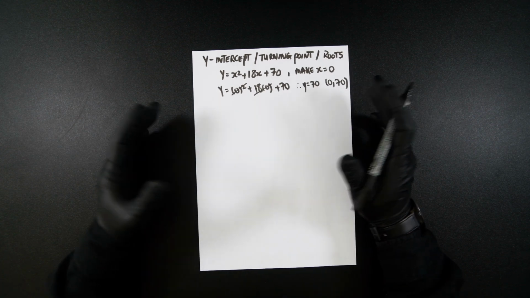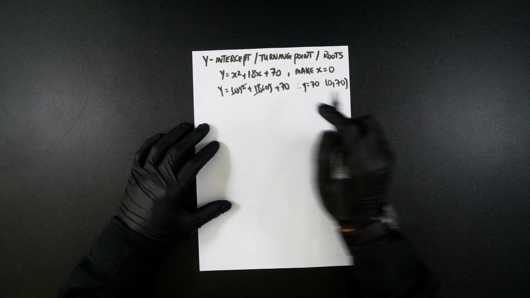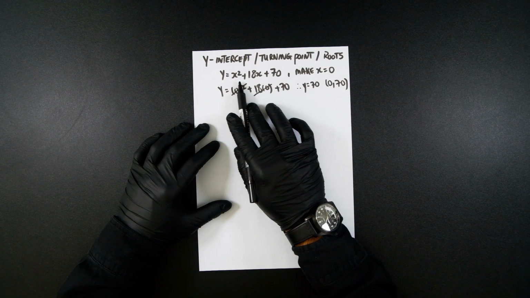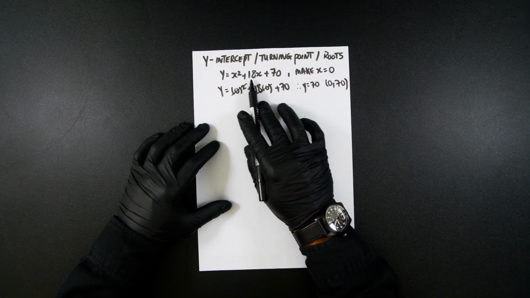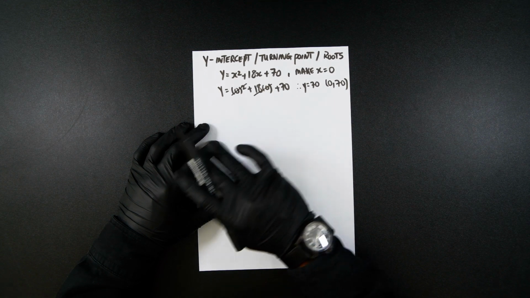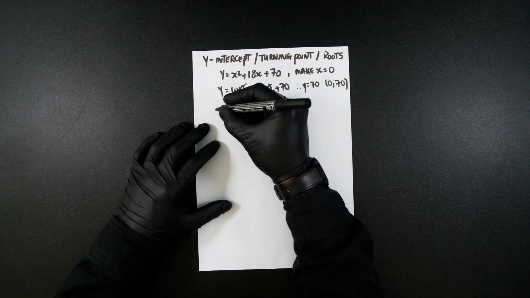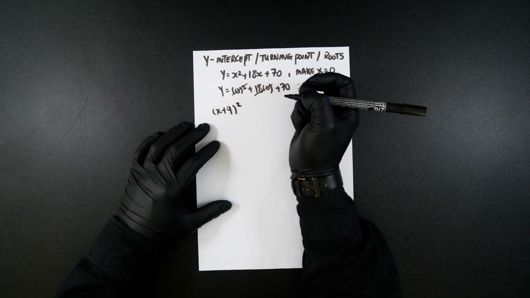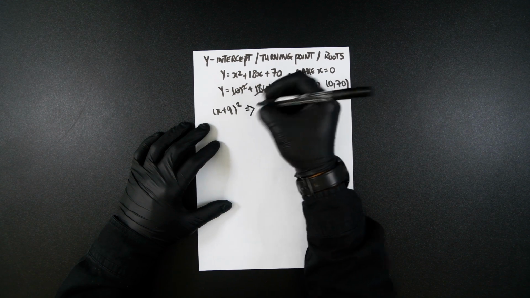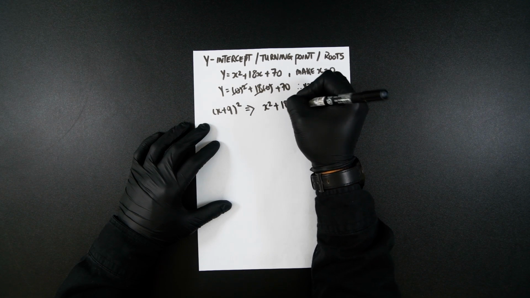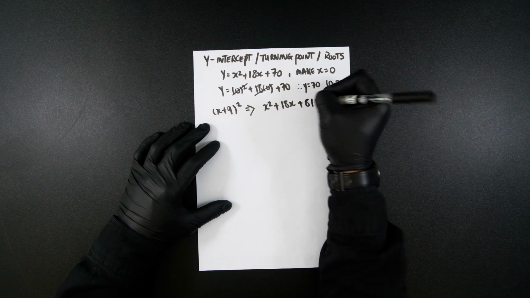To do this, we would need to complete the square. We ignore this for now, and we just look at these two terms. We take what the b value is, because ax squared plus bx plus c, so this is the b value, and we half it. So you're going to get x plus 9 all squared. However, if we expand this, you're going to get x squared plus 18x plus 81.